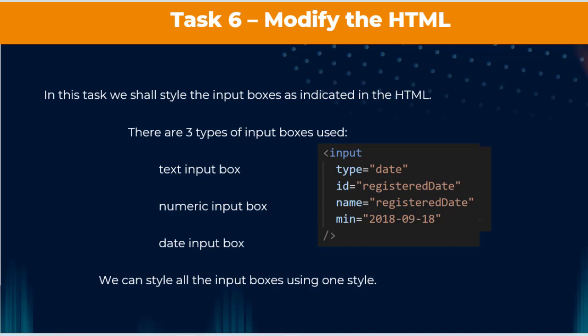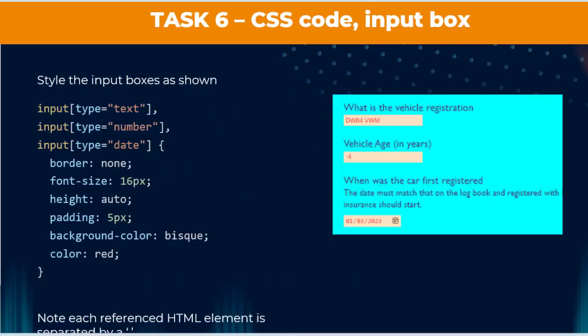And we're going to style these three types of boxes by using a single style. So the first thing to do is to identify our, using CSS, our input with the type. And there you can see the three types. Remember to have a comma to separate them. And then inside here we're going to set up the CSS for the border, for the font size, for the height, for the padding, and a background color. And that background color, as you can see, is a biscuit. So we'll set that out. And then inside we'll have a color of red.